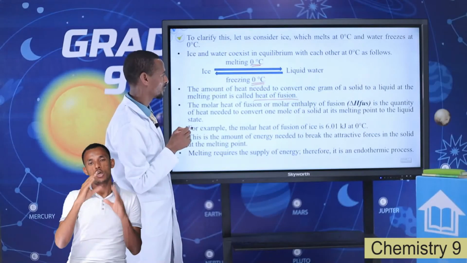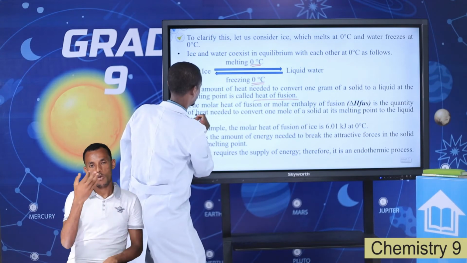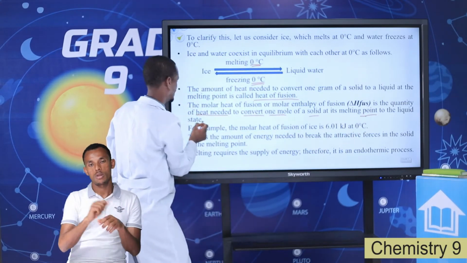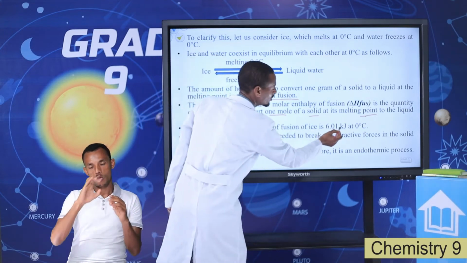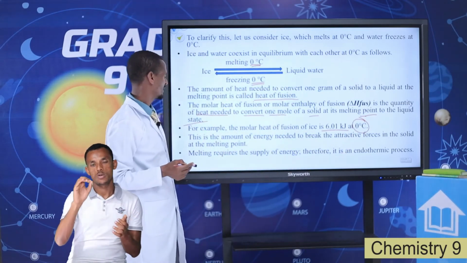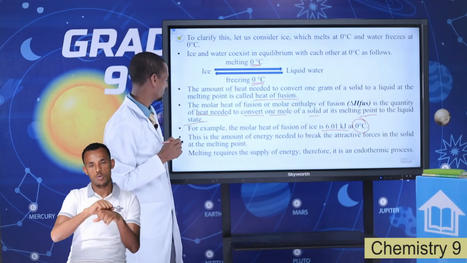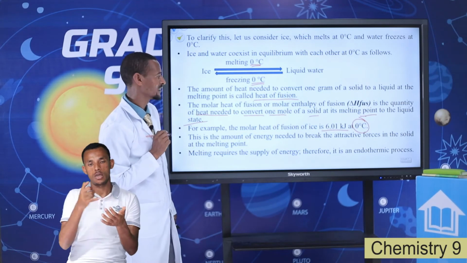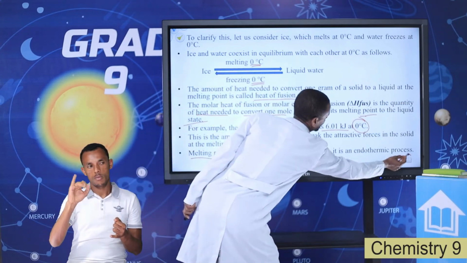The molar heat of fusion, or molar heat of enthalpy, is the quantity of heat needed to convert 1 mole of solid at its melting point to the liquid state, okay? For example, the molar heat of fusion of ice is about 6.01 kilojoules at 0 degrees Celsius. This is the amount of energy needed to break the attractive forces in that solid at the melting point. Melting requires the supply of energy. Therefore, it is an endothermic process.